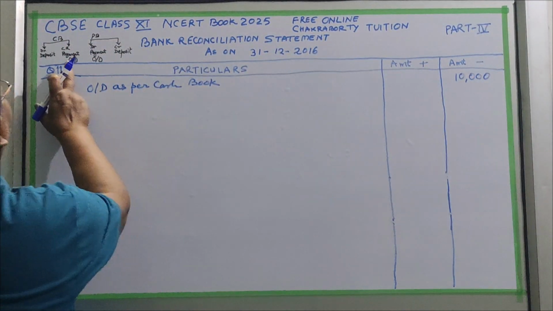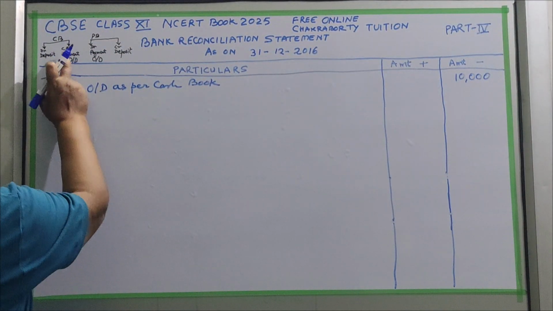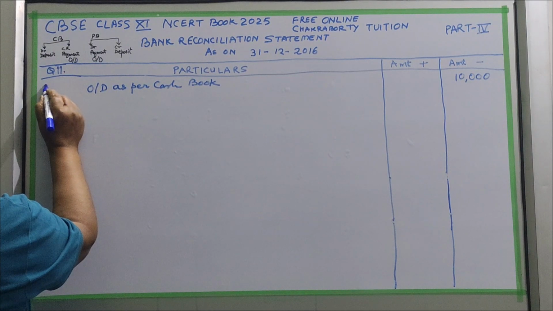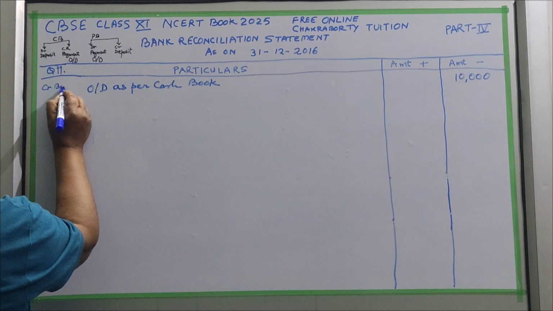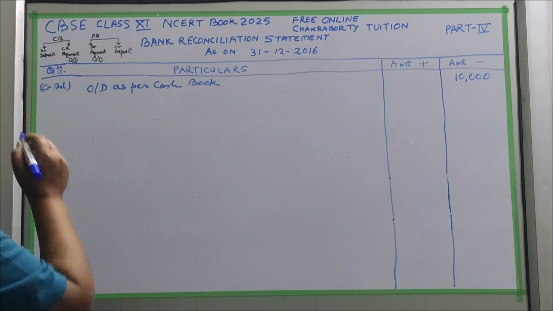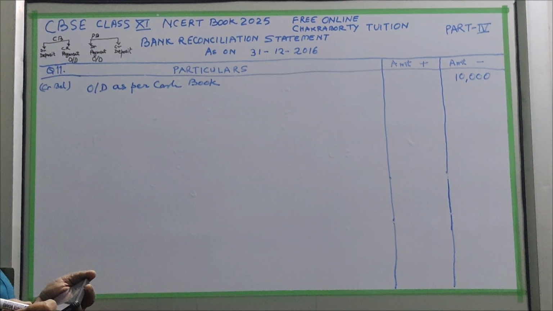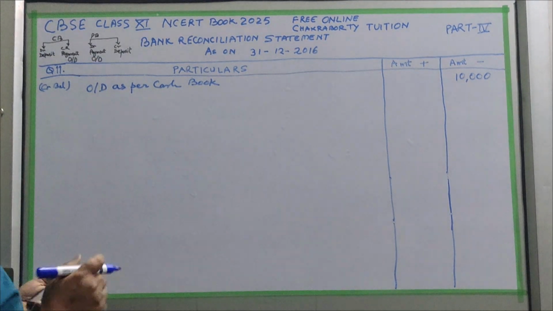Overdraft in the cash book means a credit balance. In any question, if it is a credit balance, you should go for OD as per cash book. Credit balance means payment side, so it shows the OD. Bank charges for the above period also debited in the passbook.